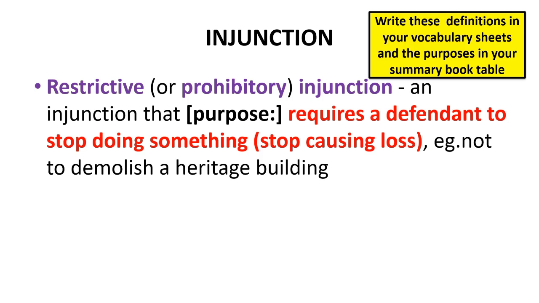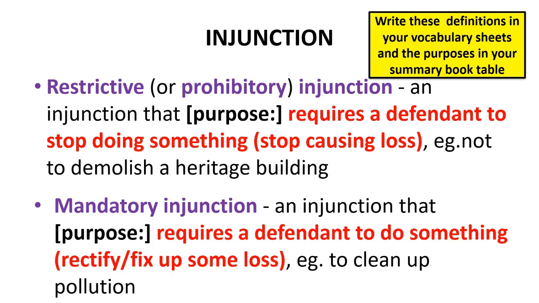So, where the defendant has already caused loss to the plaintiff, a restrictive injunction cannot perfectly restore the plaintiff to their original position. Summarize what I've just said about the extent to which restrictive injunctions achieve the overarching purpose of civil remedies in the right-hand column of your summary book table. The reference to extent means that you have to explain how restrictive injunctions do achieve this overarching purpose of civil remedies, as well as the limitations on the ability of restrictive injunctions to achieve this overarching purpose.